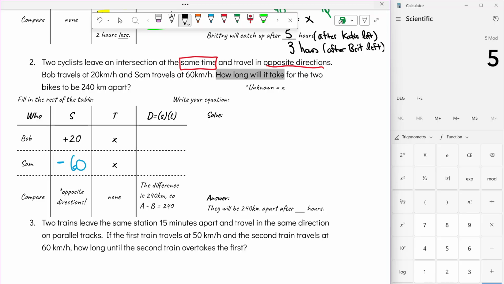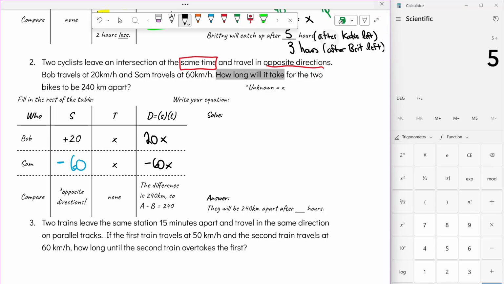Each of their distances is just their speed multiplied by their time. So in this case, Bob's speed of 20 multiplied by the time x gives me 20x for his distance. Sam's speed of negative 60 times the time of x gives us negative 60x for his distance. Okay. Now for our equation, the key idea is that we want the two bikes to be 240 kilometers apart. So when we subtract their two distances, we should get an answer of 240. So let's go ahead and do that.